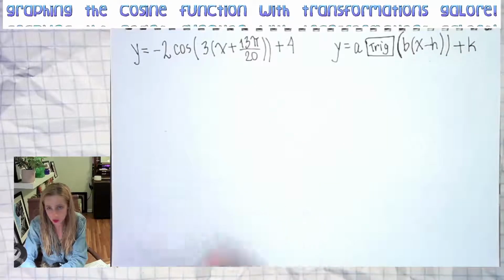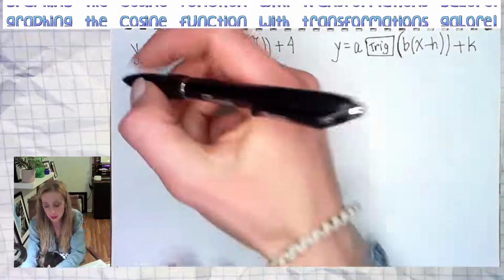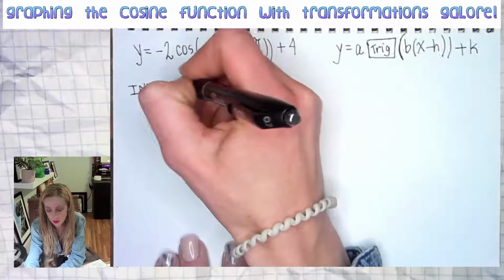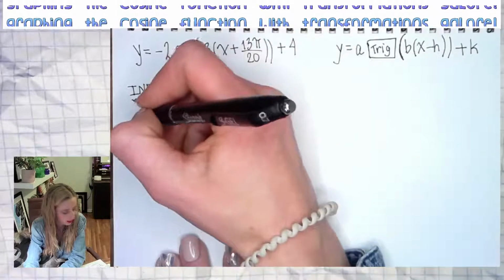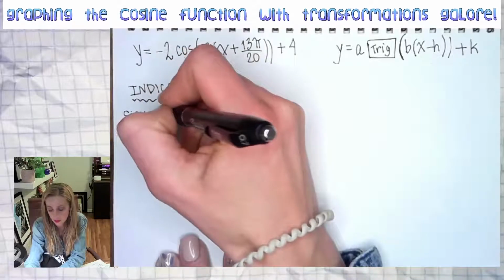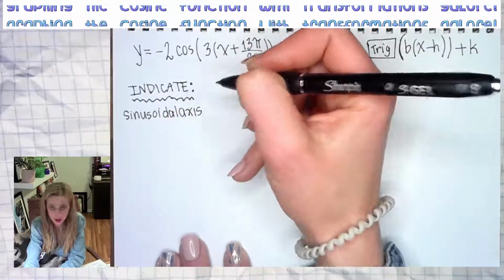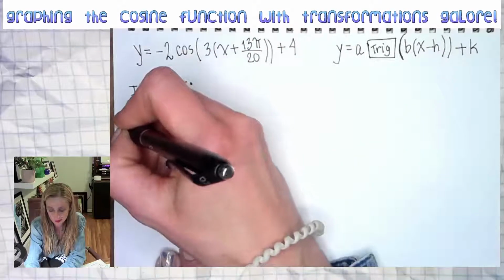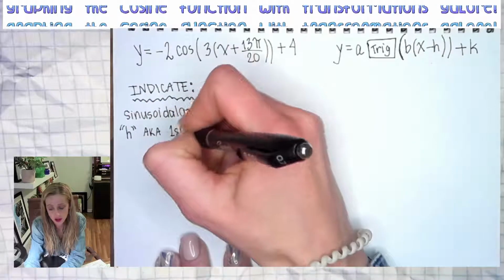Now, as we graph this, we're going to indicate a bunch of things. I'm going to bust out my highlighters so we can label it with the highlighter, and we will be talking about what to indicate. We want to see the sinusoidal axis. And if you have highlighters or crayons or something, this should be 2 words. I wrote that awfully close together. H, or your first tick mark.